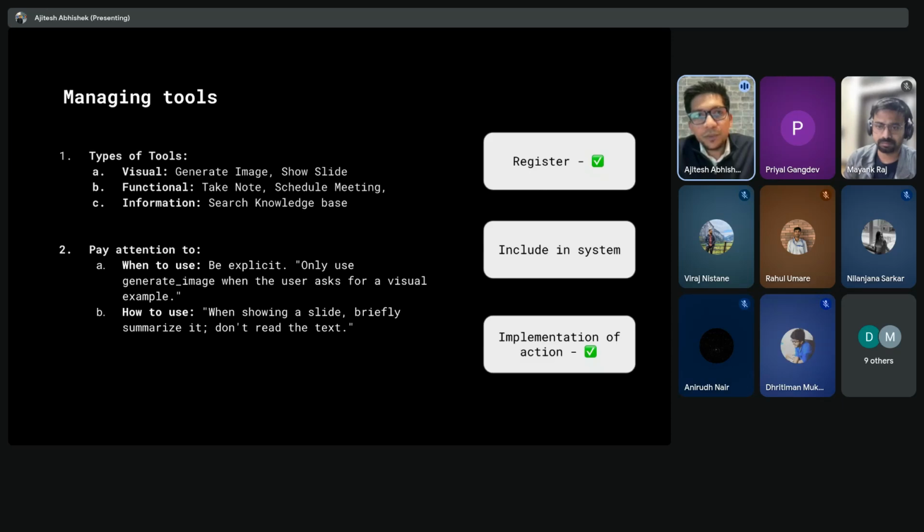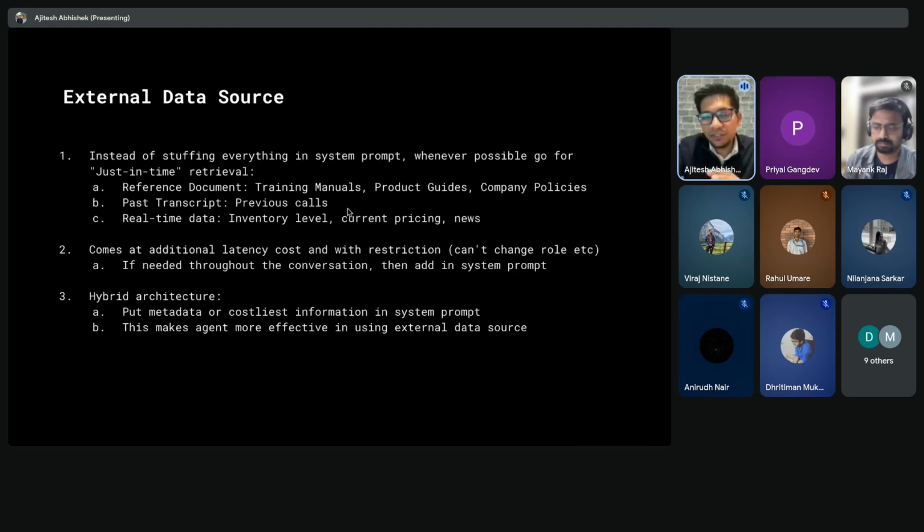But try to be minimal. One aspect of transformer architecture is that it pays attention to every token, so everything you put in there is important to the model. So you should put in just the must-use things, and whatever is not must-use or not required every time should go into the referential or external data source. So that is our third context engineering pattern, that now the agent has ways to reference things just in time.